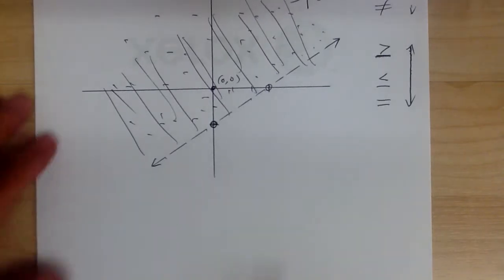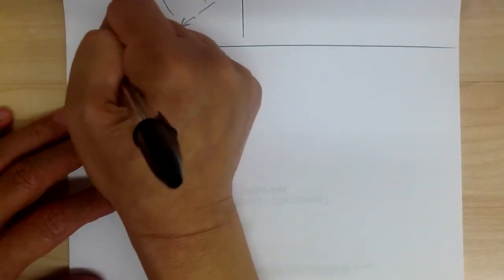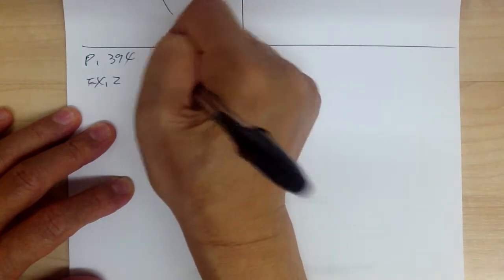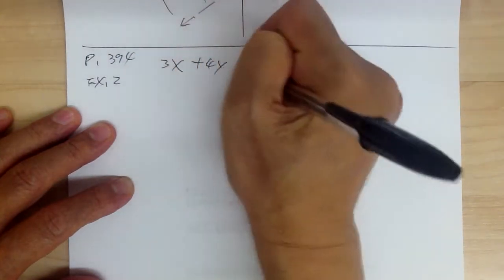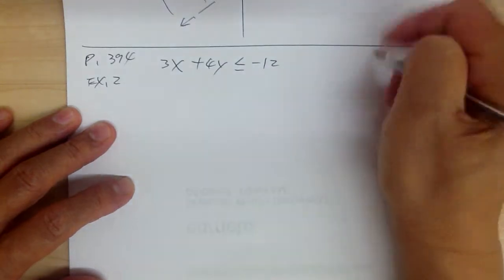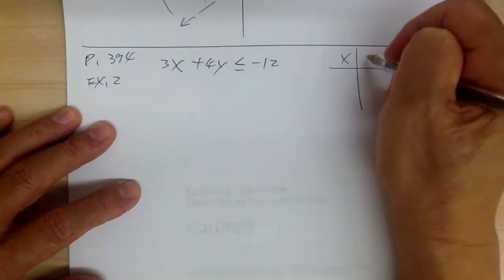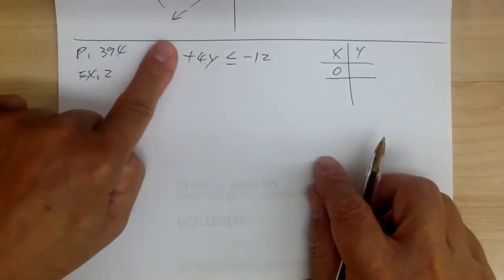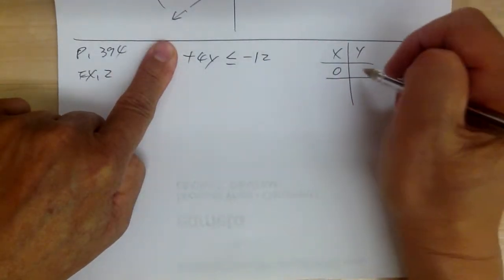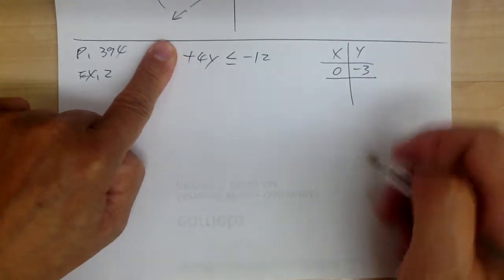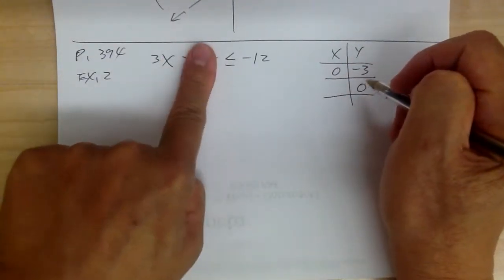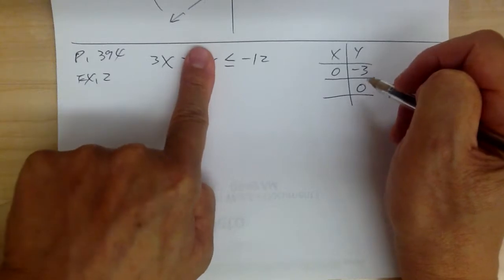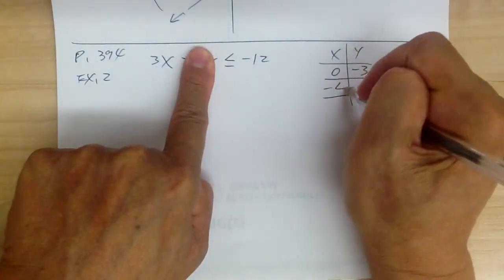Okay, let's go to example 2. You want to graph 3x plus 4y is less than or equal to -12. You can make your table to get the intercept points. If you let x equal to 0, this is gone. Divide by 4, so y equal to -3. Now let y equal to 0. 0 is nothing, so it's gone. Divide by 3, and you're going to get x equal to -4.